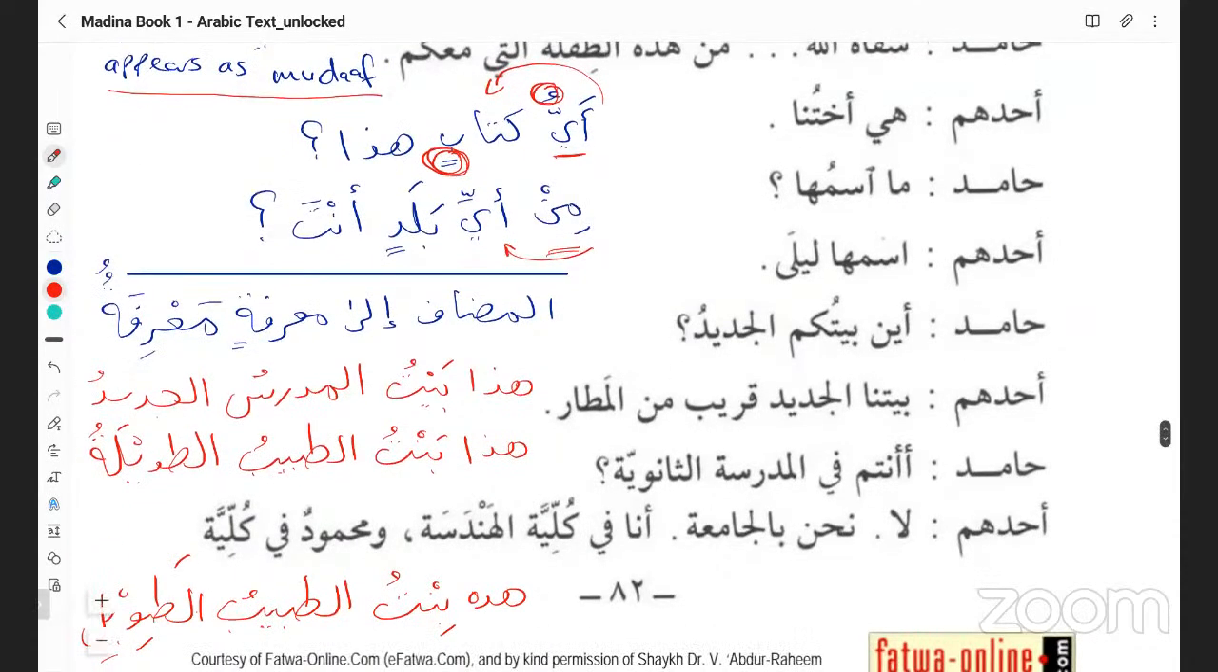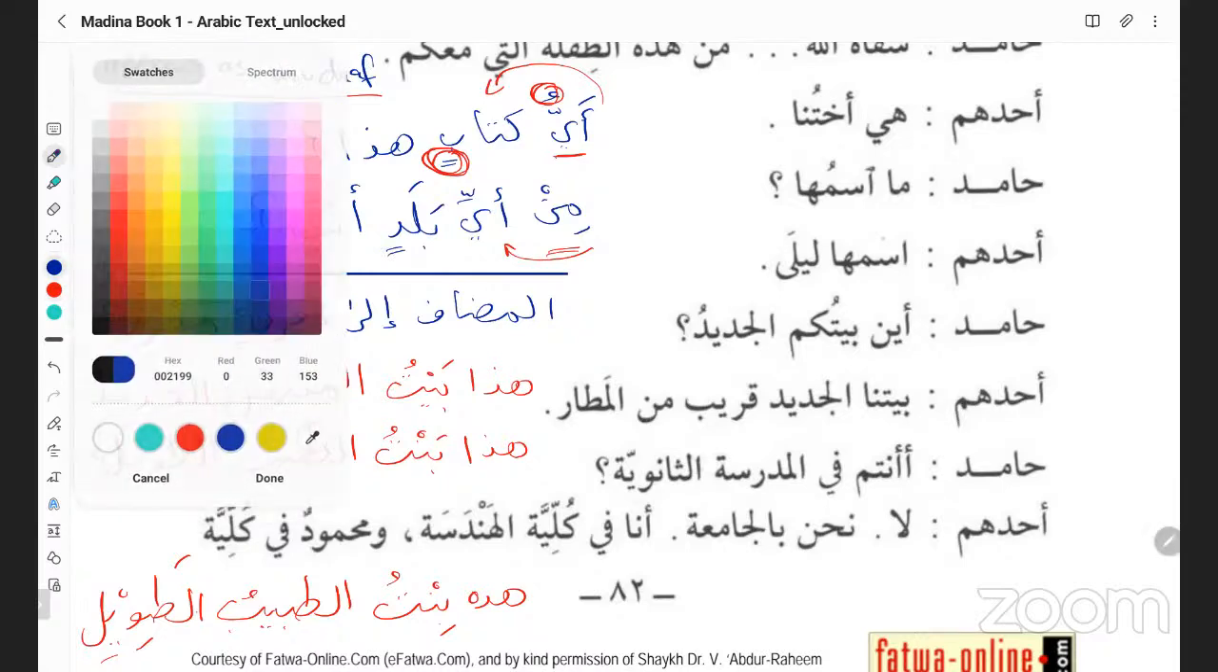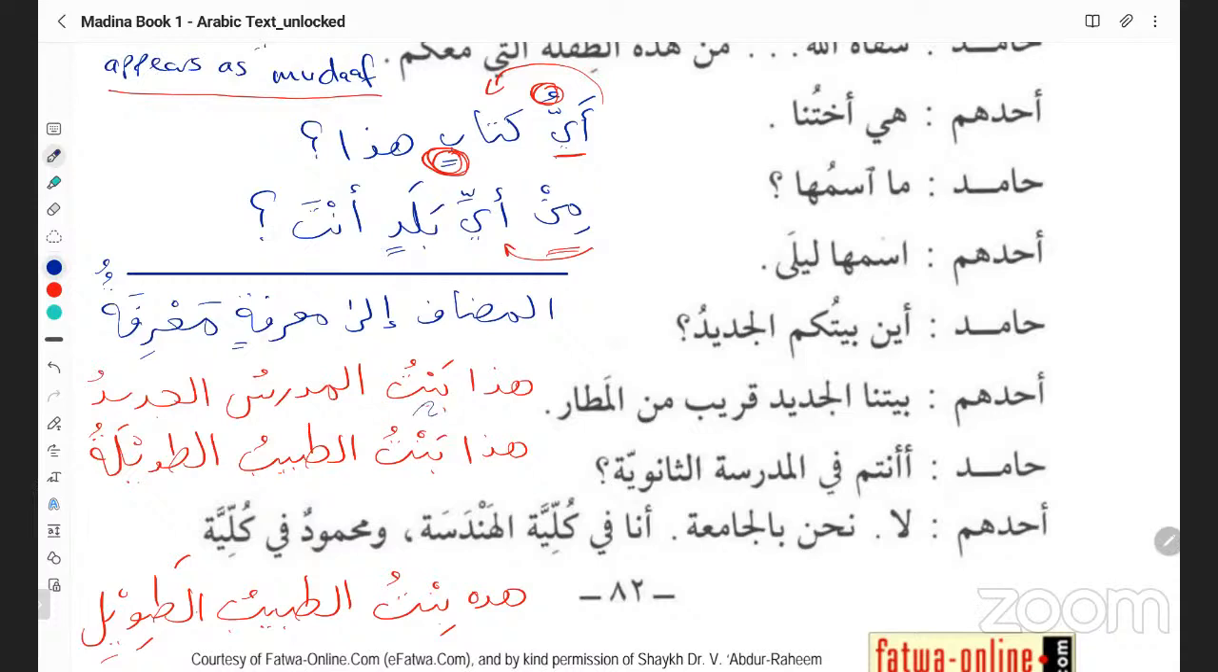Now we move on to the mudaf of a definite word. Al-mudaf ila ma'rifatin ma'rifatun. The mudaf to a definite word becomes definite. Okay, what does this mean? So look at the example. هذا بيت. So بيت here does not have al. So we know it is indefinite. But it is mudaf to the word that comes after it. So the word after it is mudafun ilayhi.